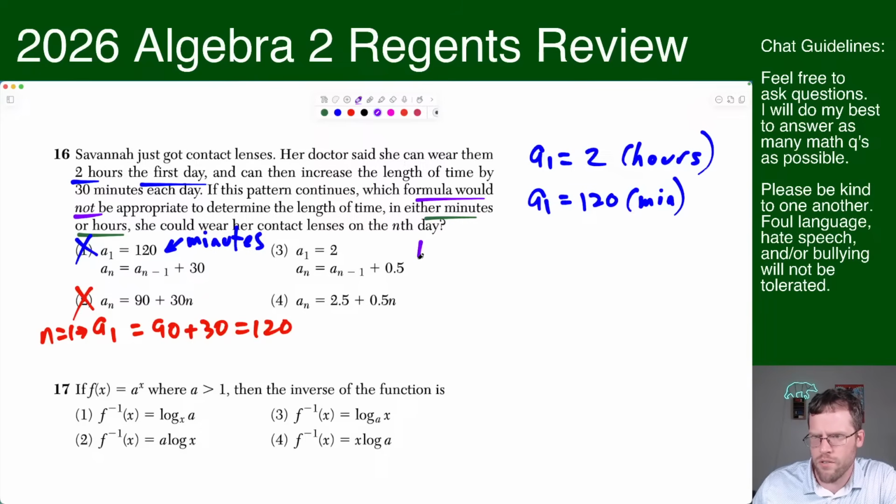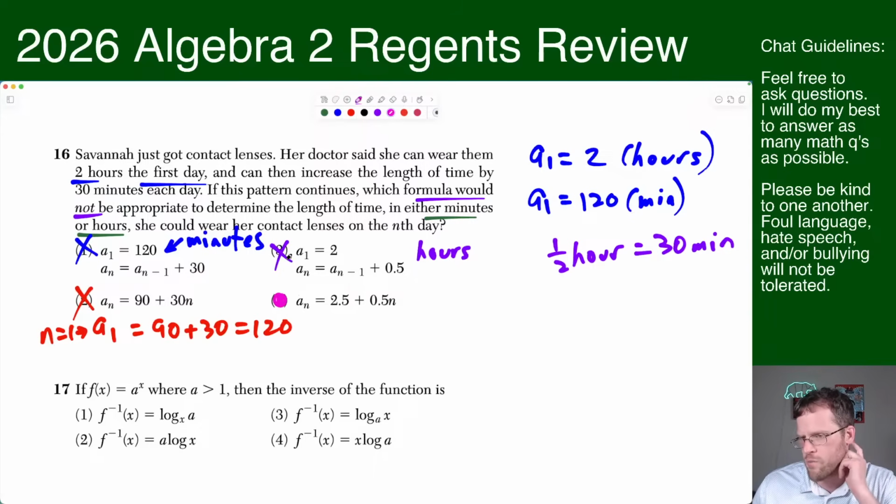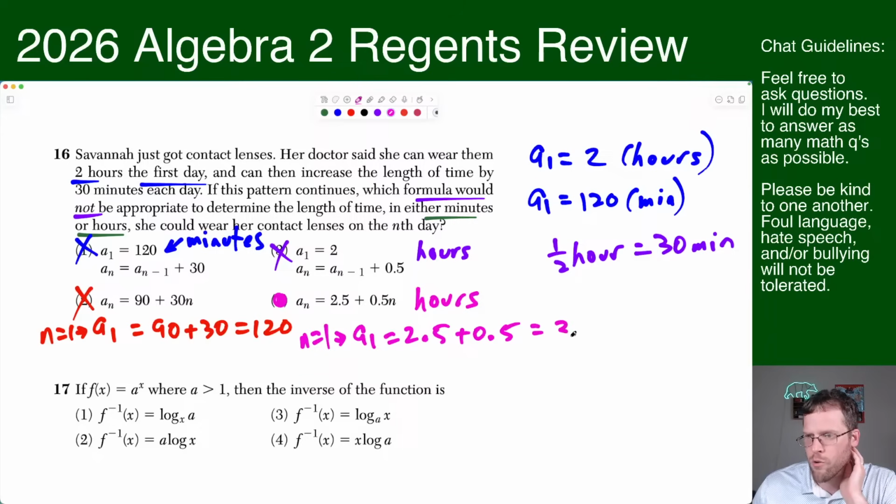Now it looks like they're shifting to hours. So 2 hours on the first day. And then it's the previous day plus half an hour. But half of an hour equals 30 minutes. So this one also works. So just by process of elimination, it has to be this. But let's see why. So this one looks like hours. And on the first day, n equals 1, we have 2.5 plus 0.5 is equal to 3, which would mean 3 hours on the first day. So this is no good. Yes, a half hour is being added each day, but no.